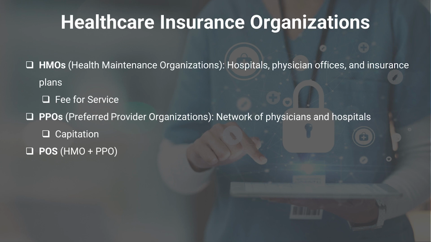Currently, there are different types of insurance organizations, like the HMOs, health maintenance organizations, which include hospitals, physician offices, and other insurance plans, and commonly use the fee for service payment model. Also available are the PPOs, preferred provider organizations, which consist of a network of hospitals and physicians and commonly use the capitation payment model. Finally, there is also a combination of both, HMOs plus PPOs, which are also called POS.